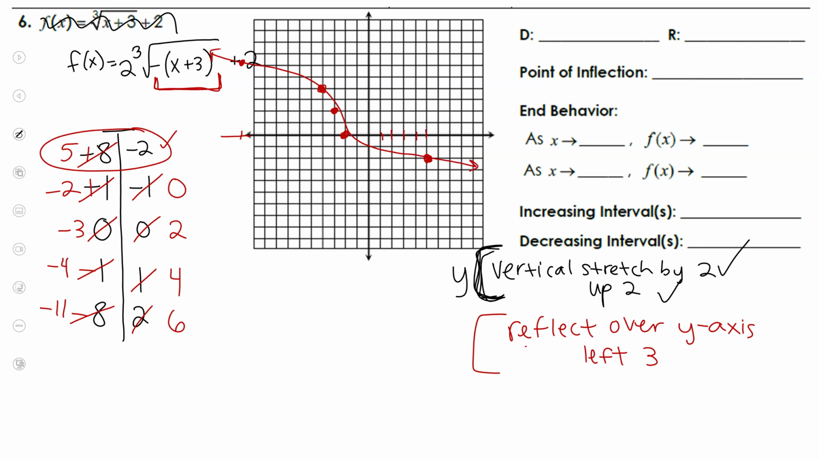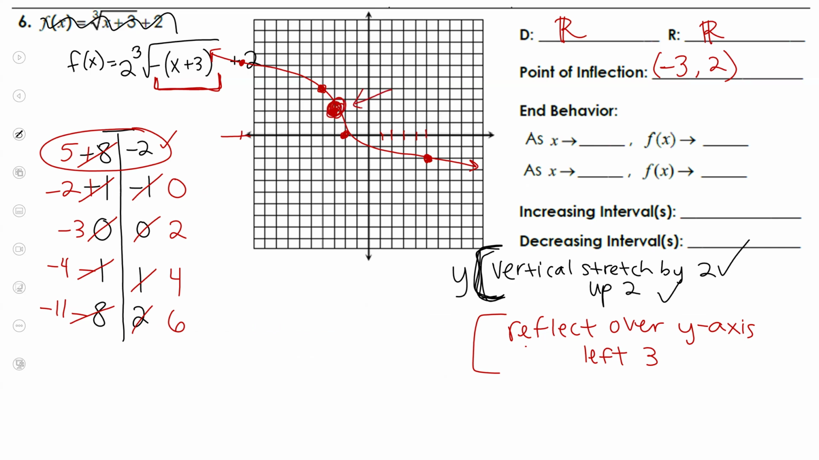Now let's answer the questions. Domain and range, that's still all real numbers. Point of inflection, what do you think that will be? -3, 2, because it went left 3 and up 2. Your point of inflection is right here, this big one.